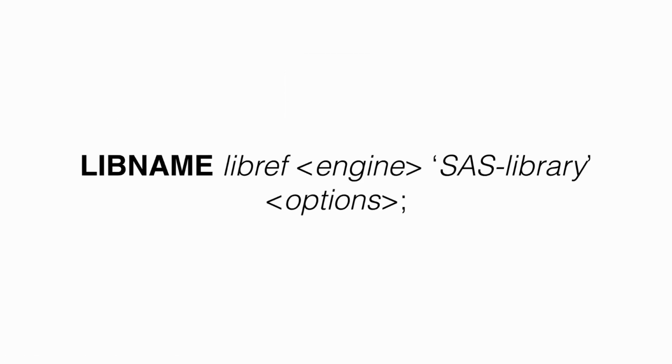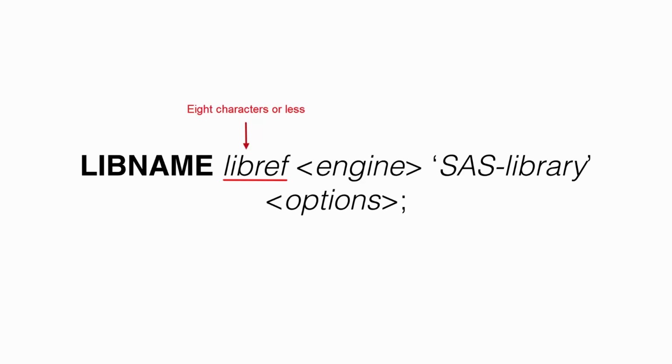The first method for creating a library that you'll learn is the LIBNAME statement. Here is the general form of the LIBNAME statement. Start your LIBNAME statement with the SAS keyword LIBNAME. This tells SAS that you want to create a new SAS library. Next, you enter a name of your choosing for the new SAS library, also called a libref.